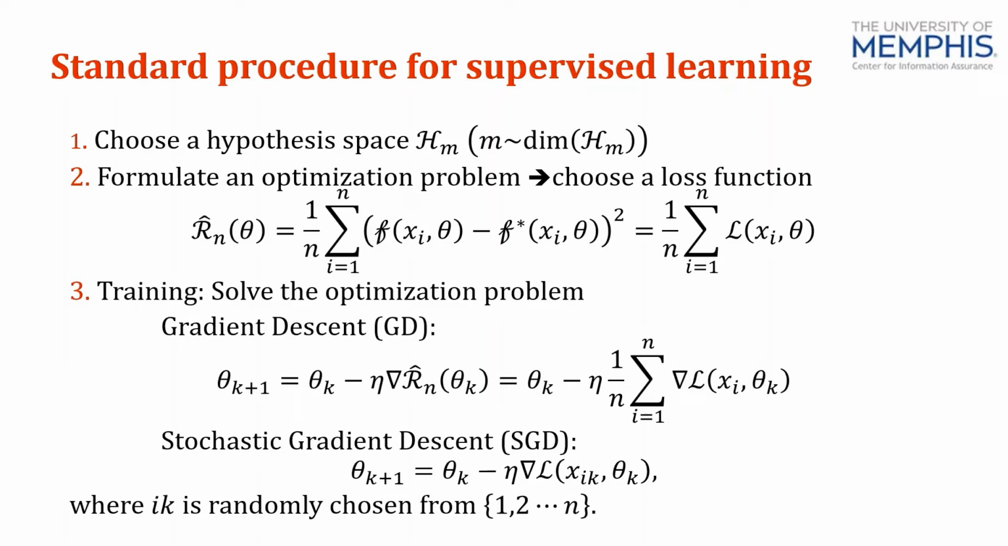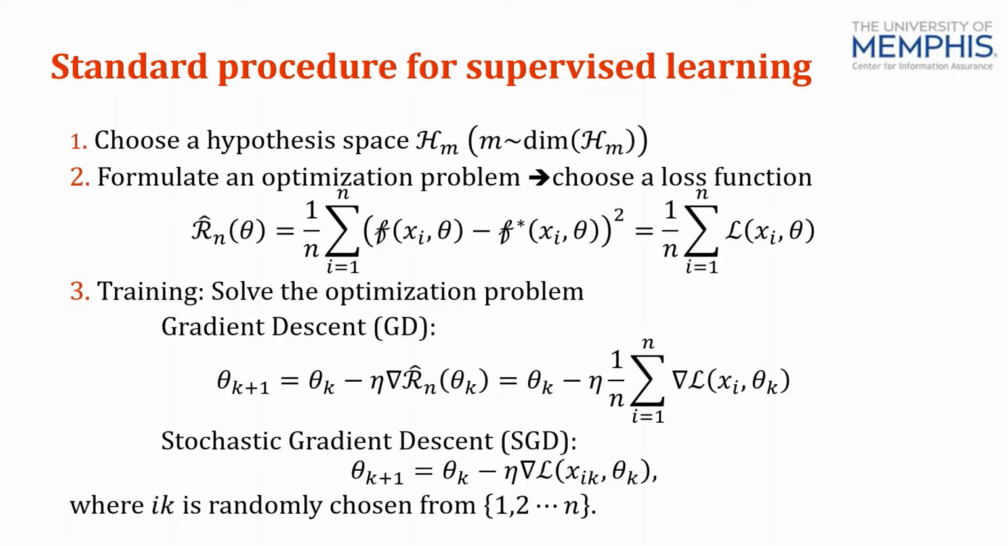Now, the second step is to formulate the optimization problem. That means we need to come up with a loss function. So what is loss? Loss is the deviation from the original to the approximated, right? So we need to calculate this distance, from the original f to the approximated f, and this is an L2, right? So this we call the loss function.